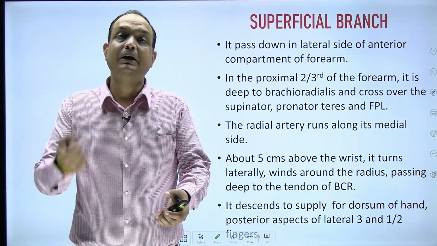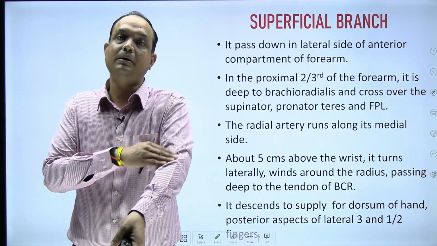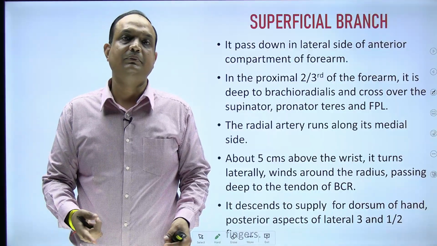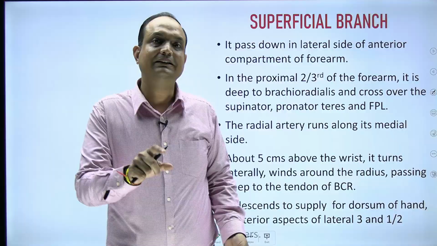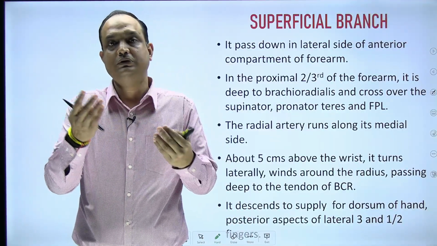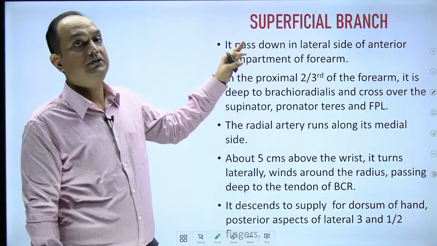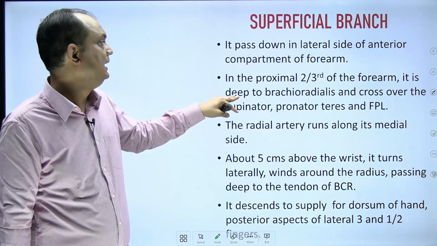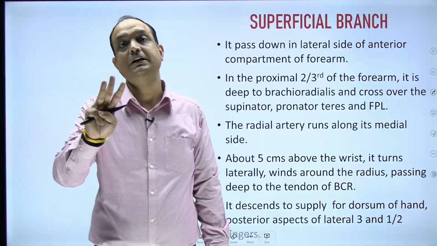My dear students, it becomes superficial lower in the forearm, not in the upper part. It becomes superficial at the end of its termination in the lower part of your forearm. So this is the superficial branch, and the deep branch remains deep throughout the course. It never comes out below the skin. So the superficial branch initially remains deep to which muscle? Brachioradialis.